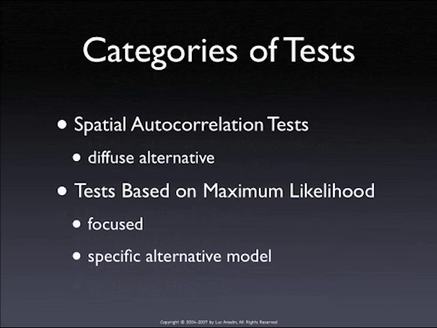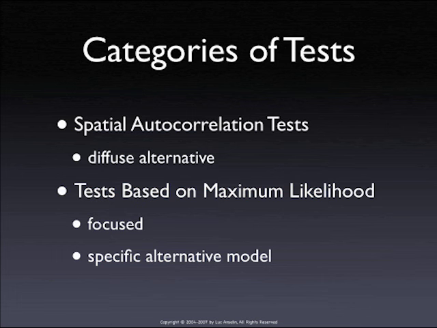As I mentioned earlier, I like to distinguish between two categories of tests. One I call spatial autocorrelation tests, and these are test statistics that have diffuse alternatives. So these tend to be very good, what we call misspecification tests, in that they tell you something's wrong. They tend not to be that great in terms of guiding you to the next step, because the alternative is non-spatial randomness. But what exactly, what form it takes, it doesn't necessarily tell you.